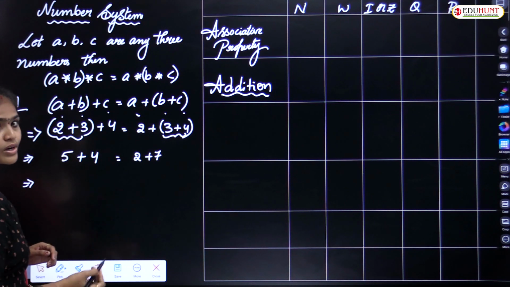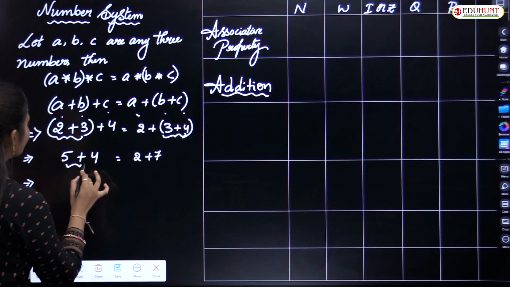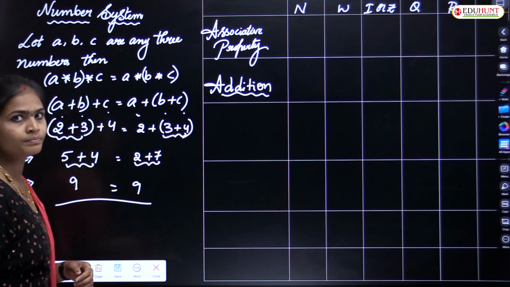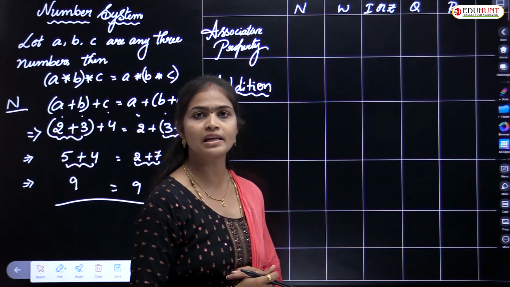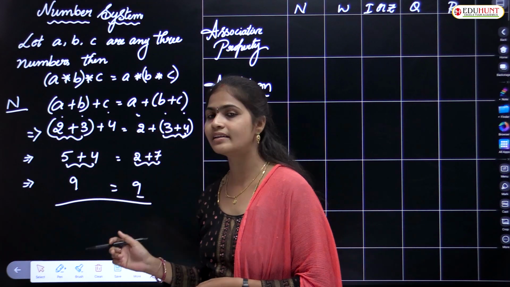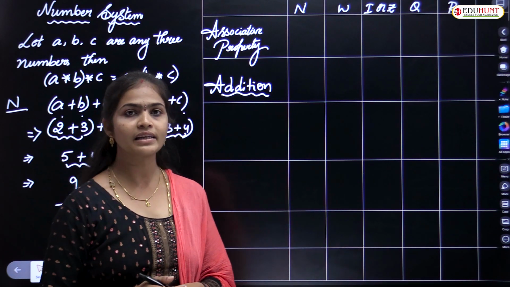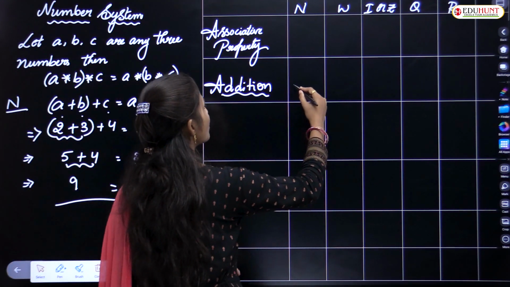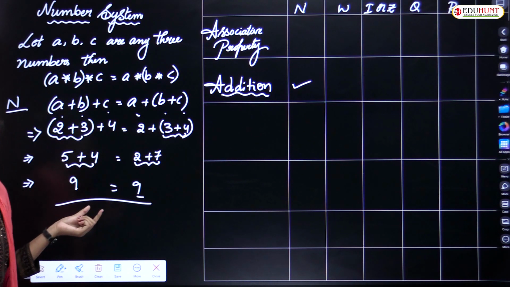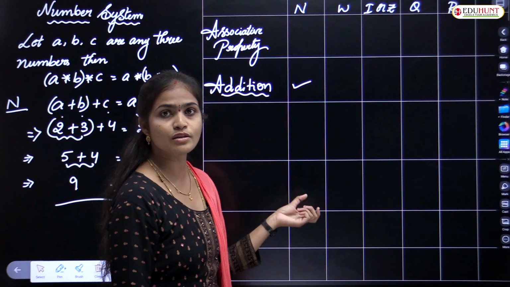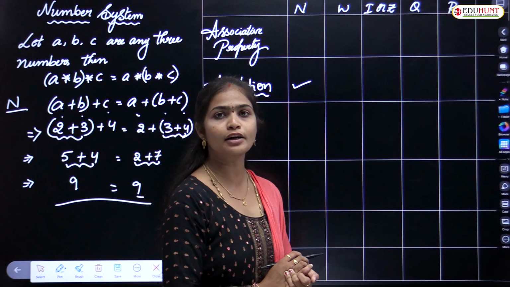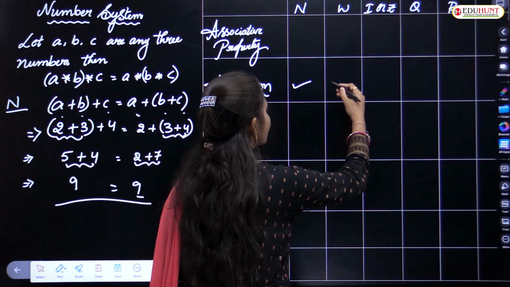Now at last, observe the result. 5 plus 4 is 9, which equals 7 plus 2, also 9. So we are getting the same values. The value in the LHS is the same as in the RHS, so natural numbers are associative under addition. This condition is satisfied. So is it satisfied in whole numbers or not? Automatically it will be satisfied. Why?